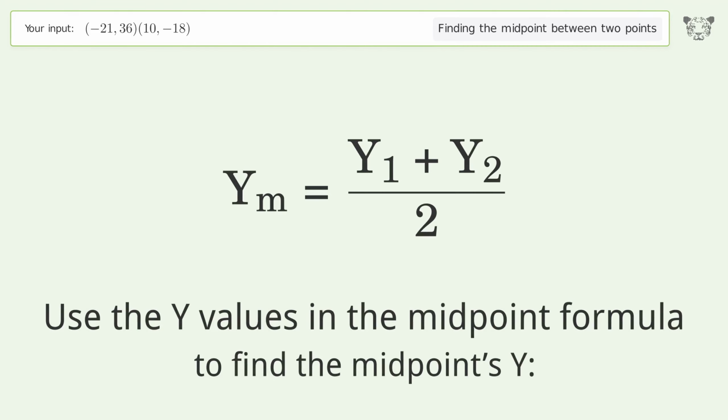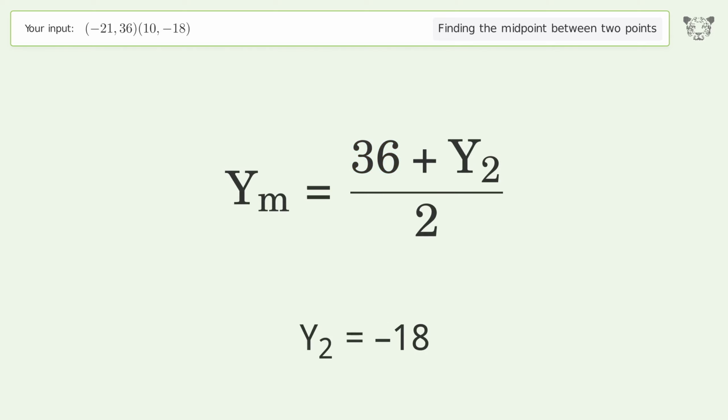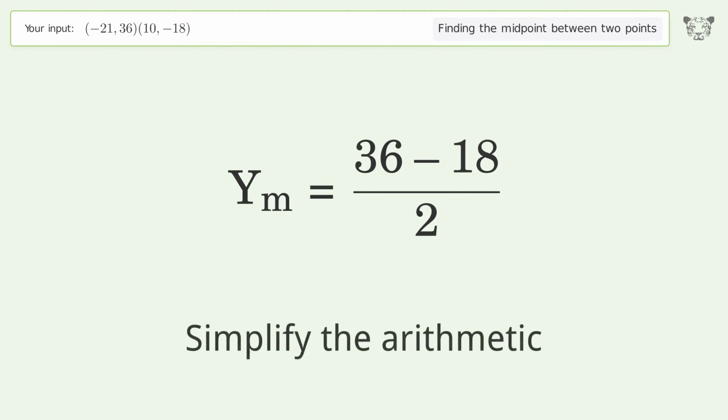Use the y values in the midpoint formula to find the midpoints y. y1 equals 36. y2 equals -18. Simplify the arithmetic.